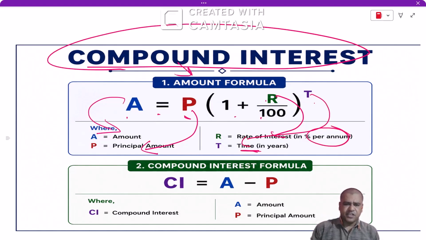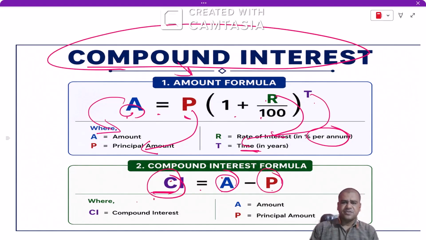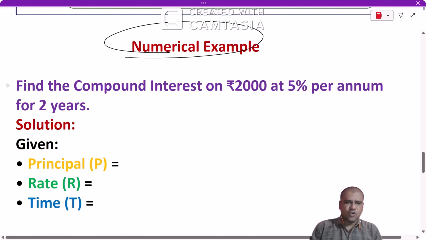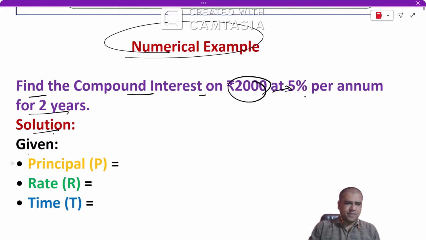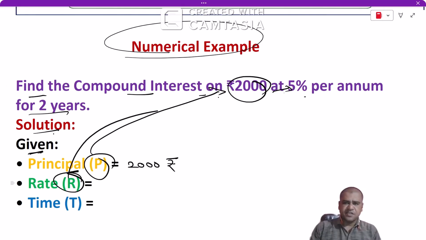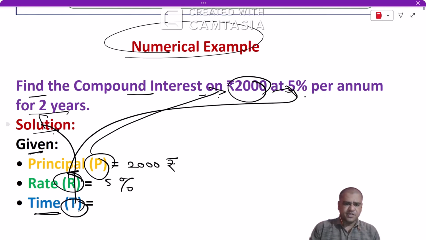Similarly, after calculating the value of A, we can calculate the compound interest: CI equals A minus P, where A is the amount, P is the principal and CI is the compound interest. Now coming to the numerical problem based on compound interest. The question is: find the compound interest on 2000 at 5% per annum for 2 years. Given, the principal P is 2000 rupees, the rate R is 5%, and the time is 2 years.